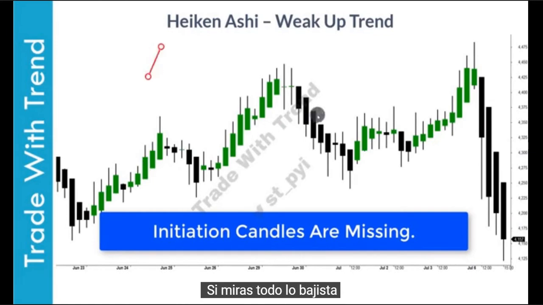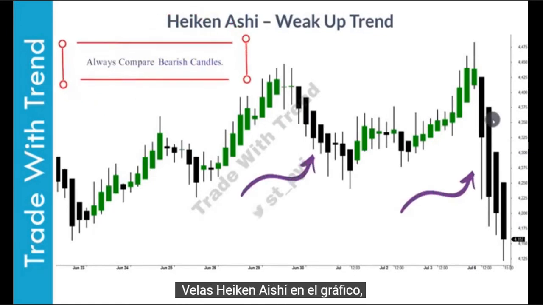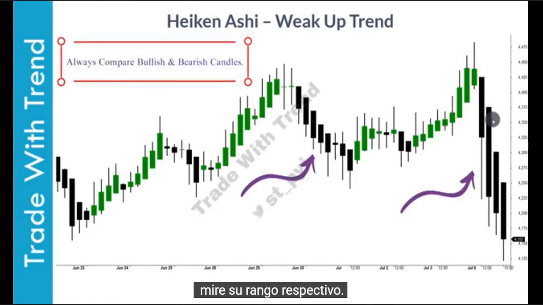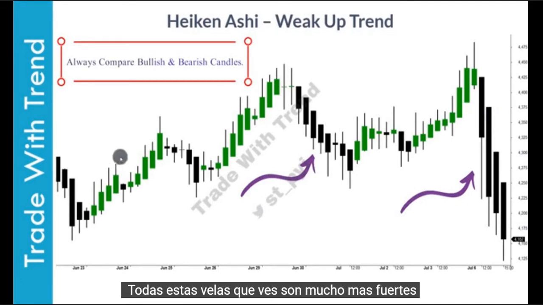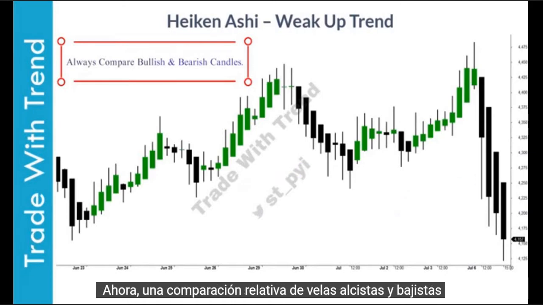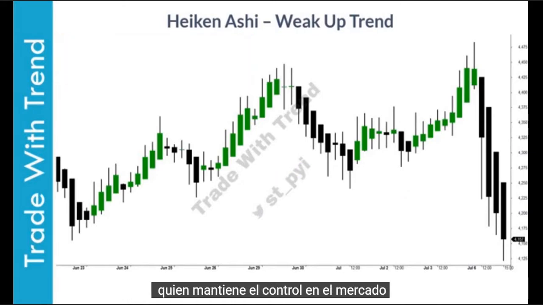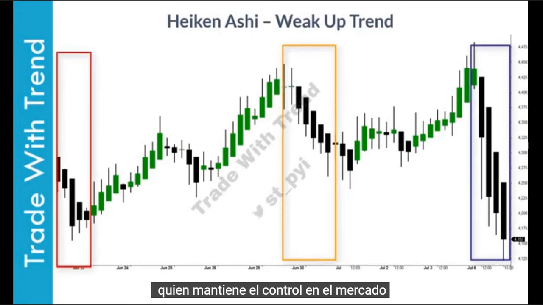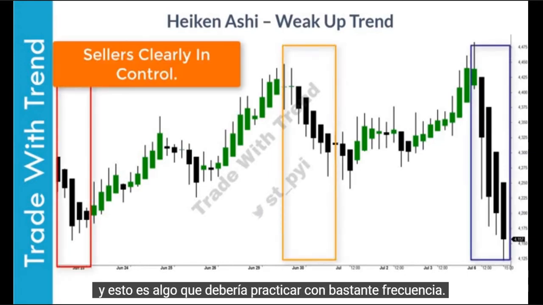If you look at all the bearish Heiken Ashi candles on this chart, look at their respective range. All these candles that you see are much stronger than bullish Heiken Ashi candles on this chart. Now a relative comparison of bullish and bearish candles is one more way to determine who remains in control in market. And this is something you should practice quite often.